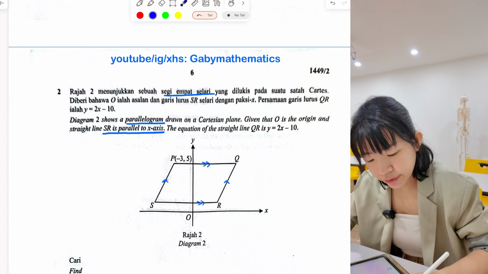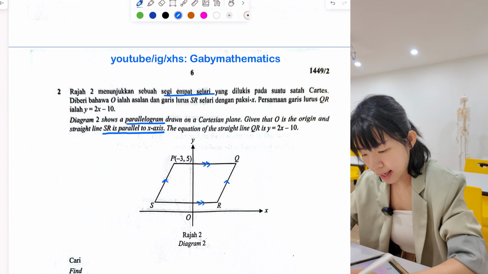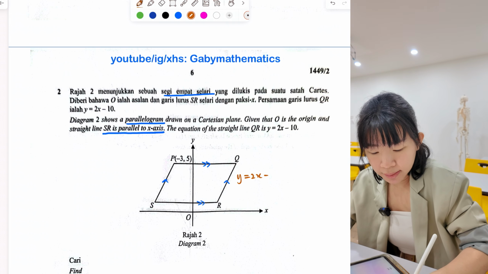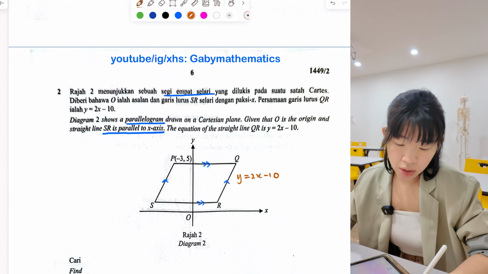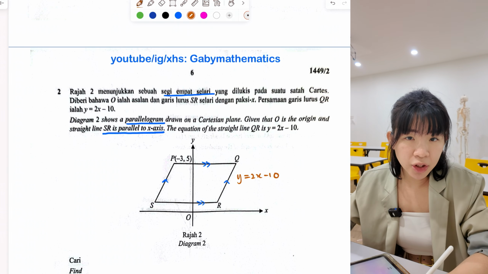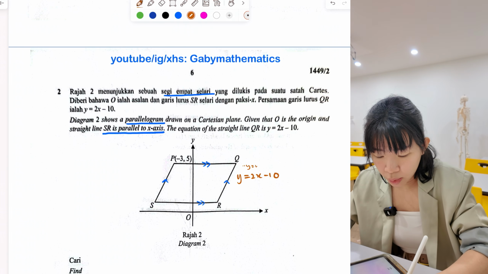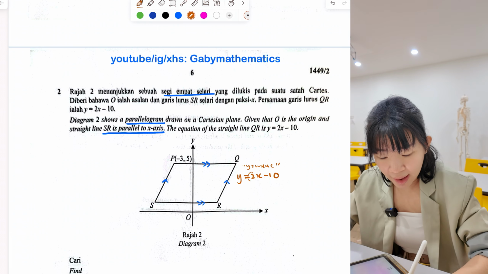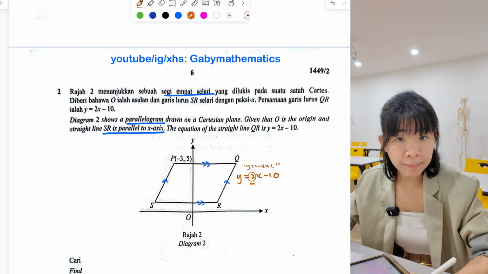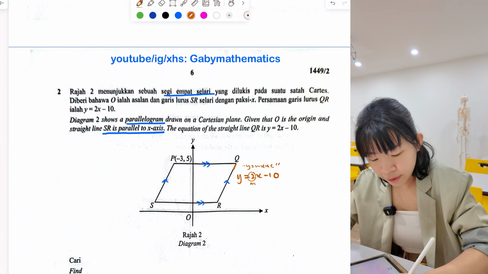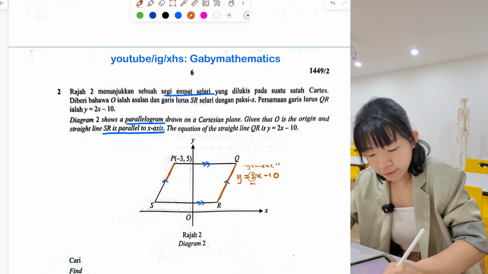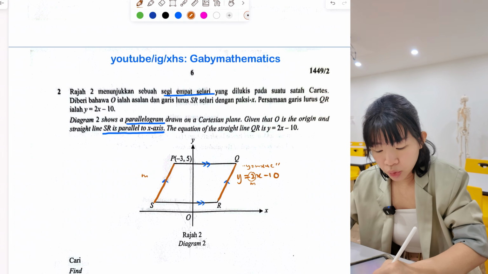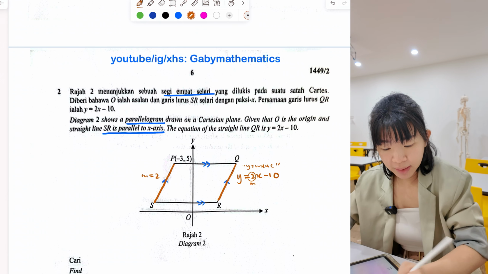Okay, they also give us the equation of QR. Let's label beside. QR here, they say y equals 2x minus 10. From this equation, we know that the gradient is how much? This is actually y equals mx plus c format, right? So when you see the number beside x, you know this is m, the gradient. If the gradient of QR is 2, the gradient of PS, because these two lines are parallel, will also be 2, correct? They have the same gradient.